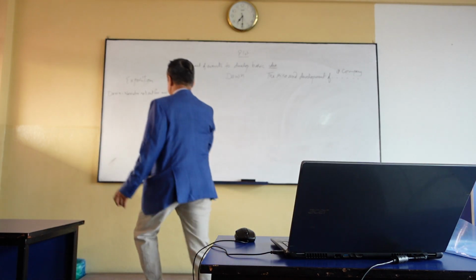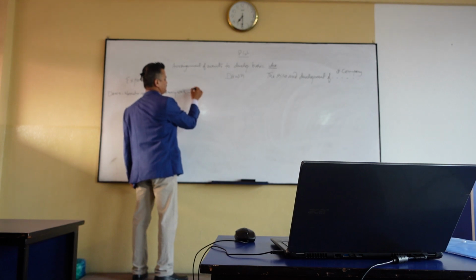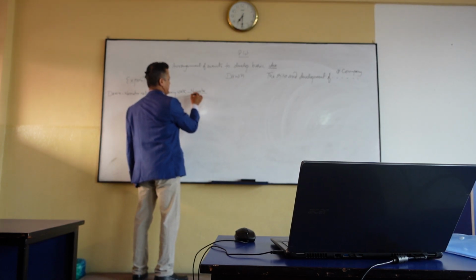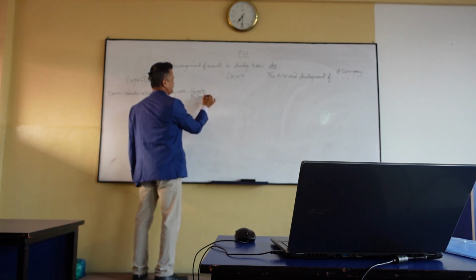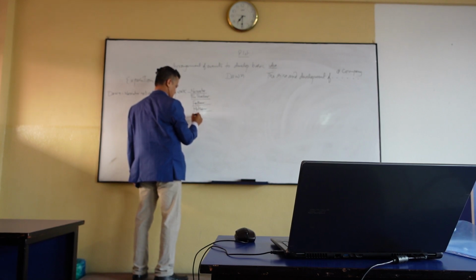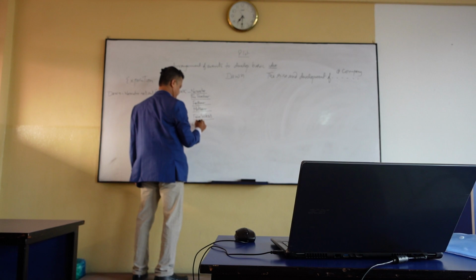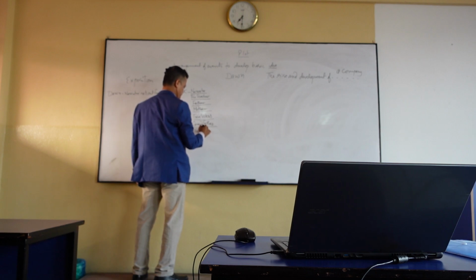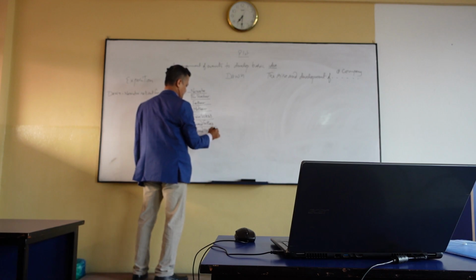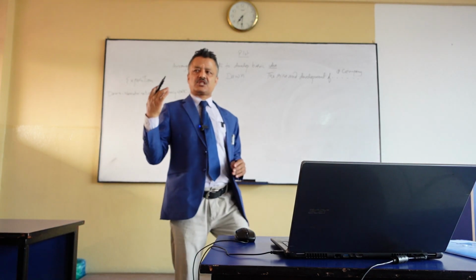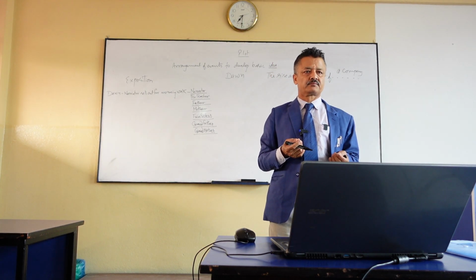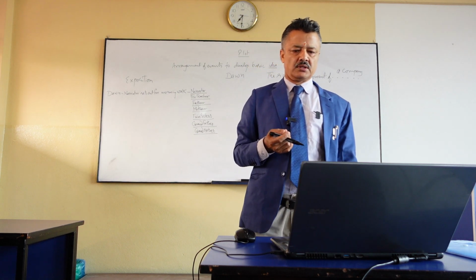Okay. What characters do you come across in the beginning? The narrator and the teacher and father and mother and twin sisters and grandfather and grandmother. These people are mentioned early. Right? Okay.